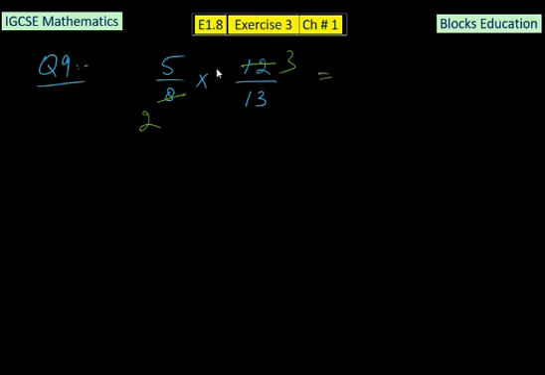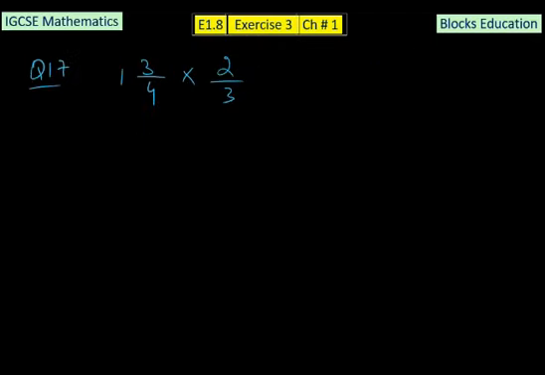So now whatever you have left, just multiply in front of each other. It means 5 with the 3, which is 15, and 2 into 13, which is 26. Now keep in mind this number cannot be written as a mixed fraction because the numerator is smaller. So this is our answer.